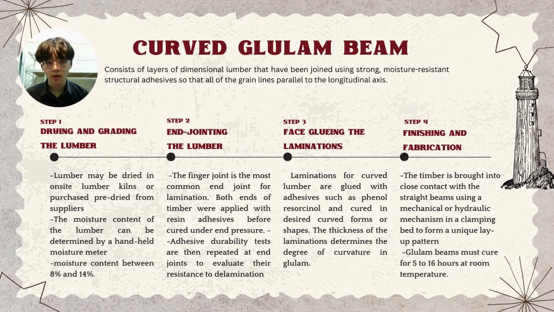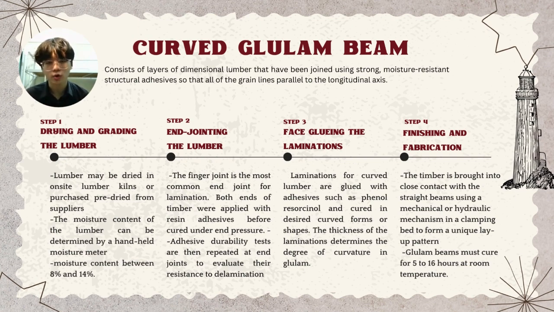Now, I'm going to introduce the first type of beam, which is the curved glulam beam. It consists of layers of dimensional lumber that have been joined using strong moisture-resistant structural adhesive so that all of the grain lines are parallel to the longitudinal axis. The first step to manufacture a curved glulam beam is drying and grading the lumber. The lumber may be dried in on-site lumber kilns or purchased pre-dried from suppliers. The moisture content of the lumber can be determined by a hand-held moisture meter, and it must be between 8% and 14%.